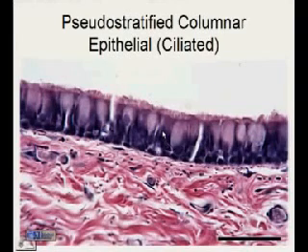Now this is pseudostratified columnar epithelium because this gives you the appearance that the columnar cells are stacked upon each other. Actually, they are not. But it gives you that appearance, and thus the name pseudostratified columnar epithelium.